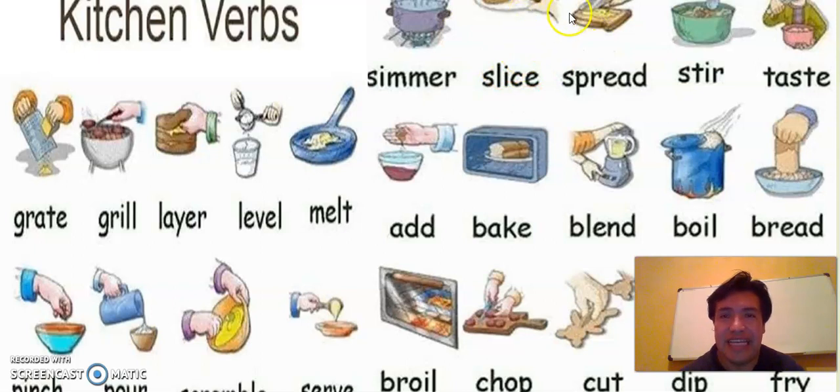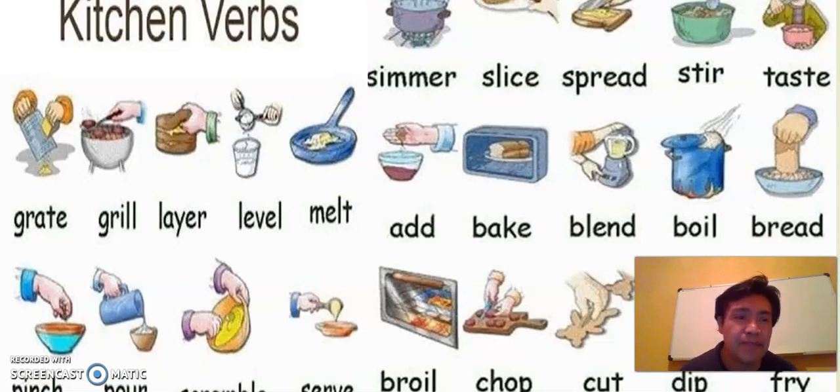Then you have slice. Slice is an action that you do when you cut ham, for example, like this. Just slice it. Sometimes you can also slice the bread. And spread, for example, when you make a sandwich, you spread mayonnaise on the bread and so on. Stir is like this, stir. You have taste. Taste is the action you do when you want to know if something is tasty, delicious, or if you don't like it, like this.